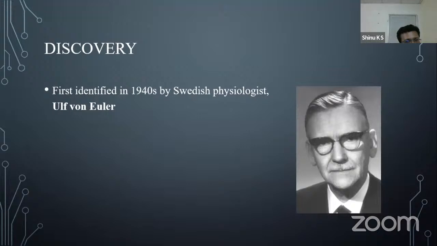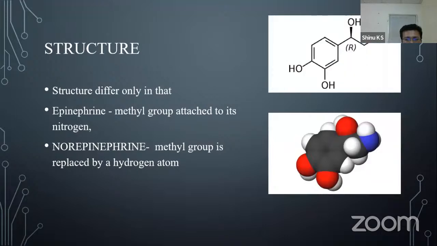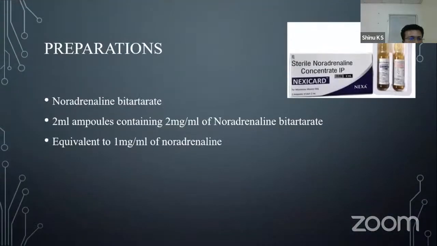It was first identified by the Swedish physiologist Ulf von Euler. It is structurally similar to adrenaline. The difference is that the methyl group in adrenaline is replaced by a hydrogen atom in noradrenaline. Preparations: noradrenaline is available as noradrenaline bitartrate. One ampule contains 2 ml, equivalent to 1 milligram per 1 ml of noradrenaline.